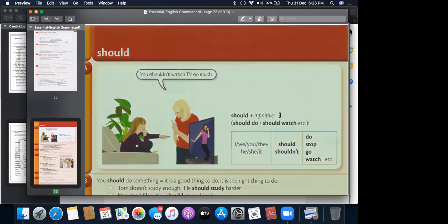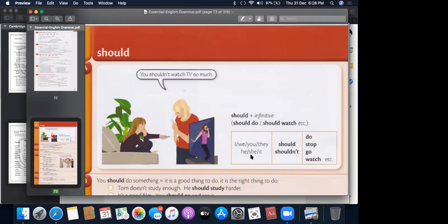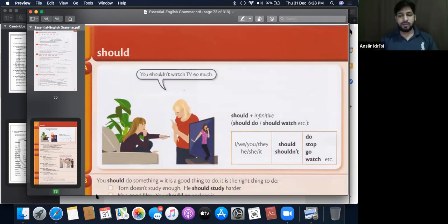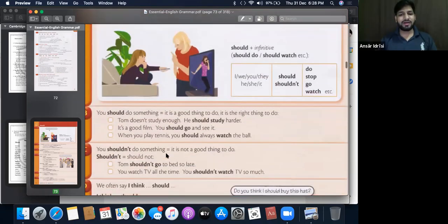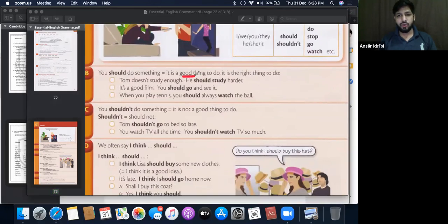Should we are using for infinitive. For example, should do, should watch, should stop, should go, etc. Should do, should go, should watch, should come, etc. All right. Next one. अब हम लोग should को कैसे कहाँ use करने वाले, कौन कौन सी चीज के लिए. When do we use should? We are using should when something is a good thing and when something is the right thing. When something is good to do and when something is right to do, we use should.